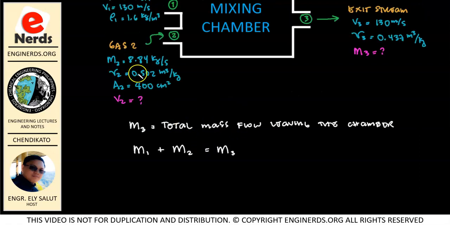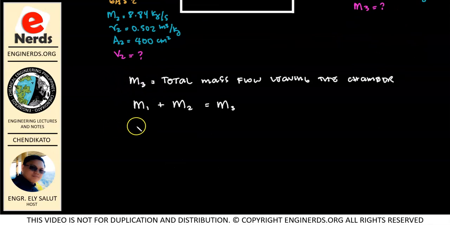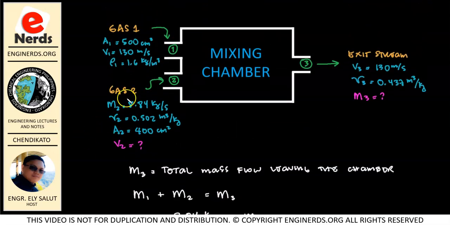Okay, so alam natin yung value ng M2, di ba? Which is 8.84 kilogram per second, di ba? So we have M1 plus M2, which is 8.84 kilogram per second, which is equal to M3. Alright, so we are looking for our M3, no? So hindi pa natin alam kung ano yung value ng M1, but we have this given information here.